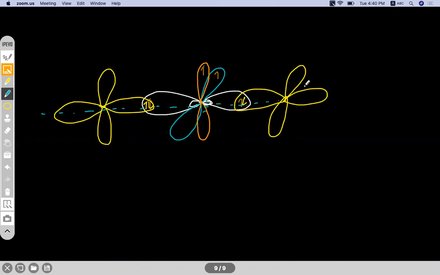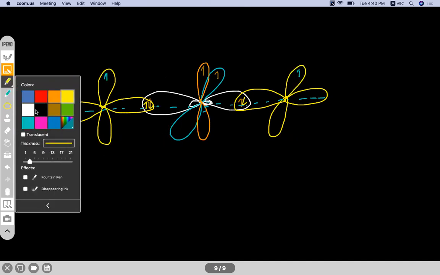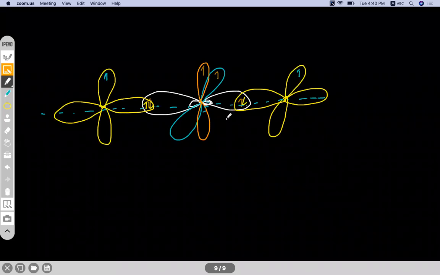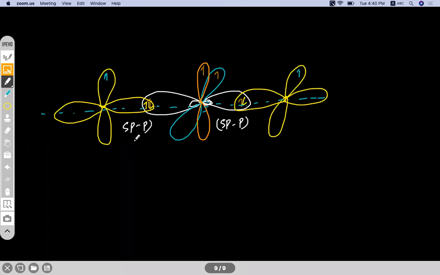Equal electron like this forms a sigma bond here. Now when this forms, one electron this side, one electron this side, it forms a pi bond between them. We have a sigma bond here, and if you look at the hybridization here, sp and p overlap on this side to form a sigma bond. Sp and p overlap to form a sigma bond.